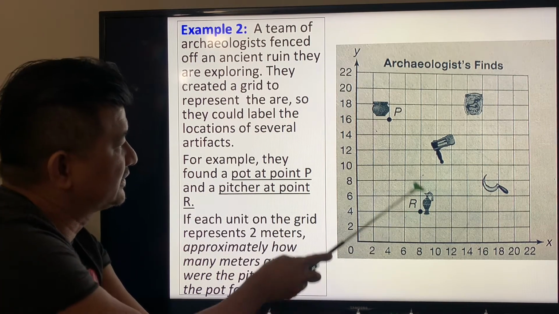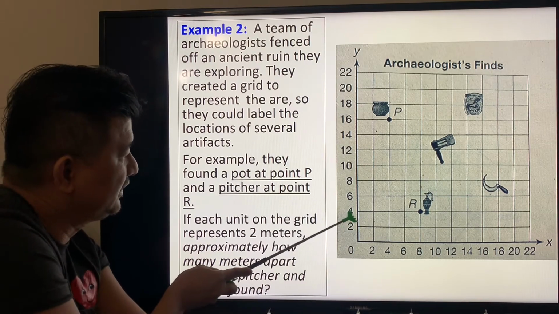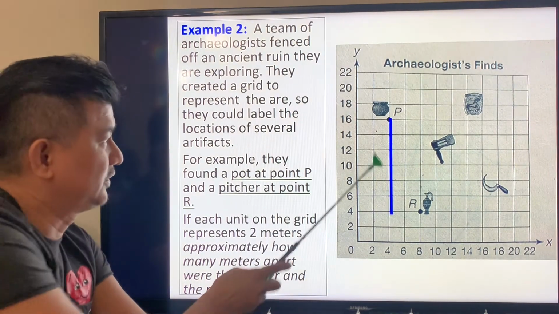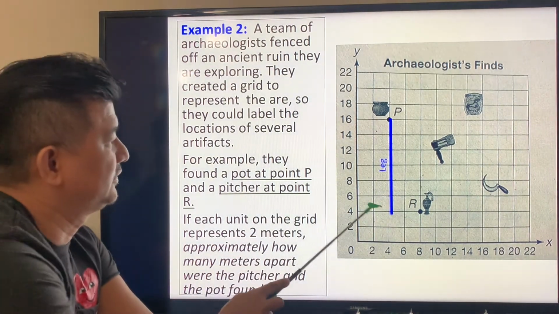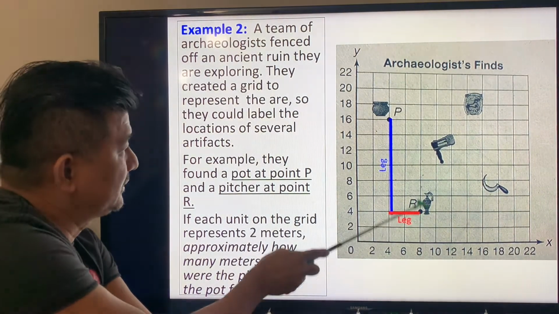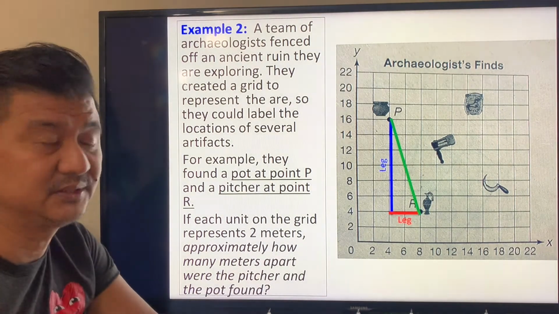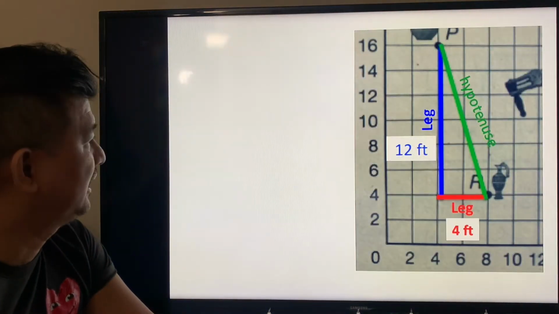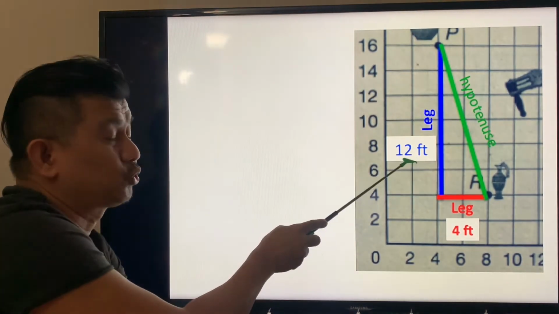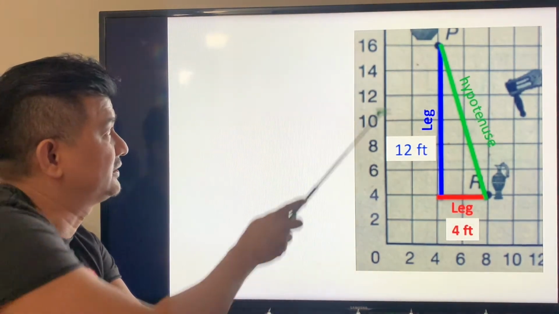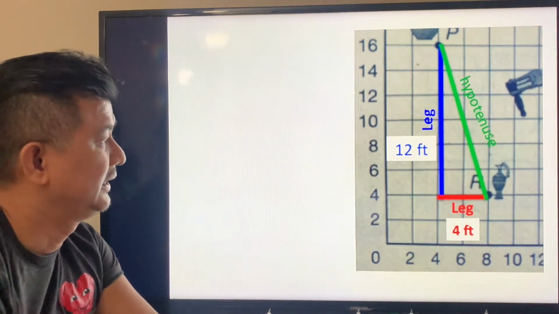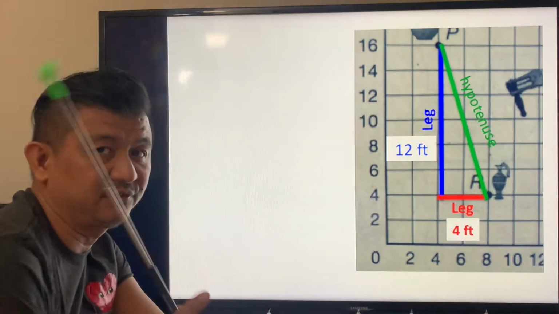How far away is this from there? But take note, each square has a unit of 2. So let's look at this, and let's look at that. Those are both legs. The distance between them is the hypotenuse. The legs are given. So we have not 6, but 12. Take note, it's 12, not 6, because 16 minus 4 is 12. Got it? And for each unit, there's an interval of 2.